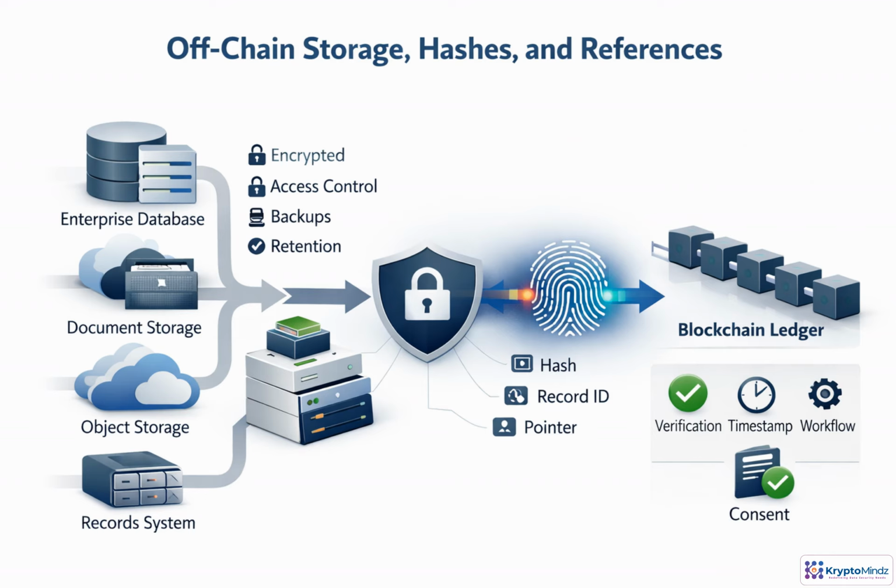For many sensitive records, the better pattern is not to put the record directly on the blockchain. Keep it in systems designed to protect and manage data, such as databases, document stores, object storage, or regulated records platforms. The ledger receives only a hash, record ID, pointer, or signed reference. Later, an authorized party can hash the off-chain record and compare it to the on-chain value. That proves integrity, timestamp, workflow state, or consent, while deletion, retention, encryption, and access control remain off-chain.